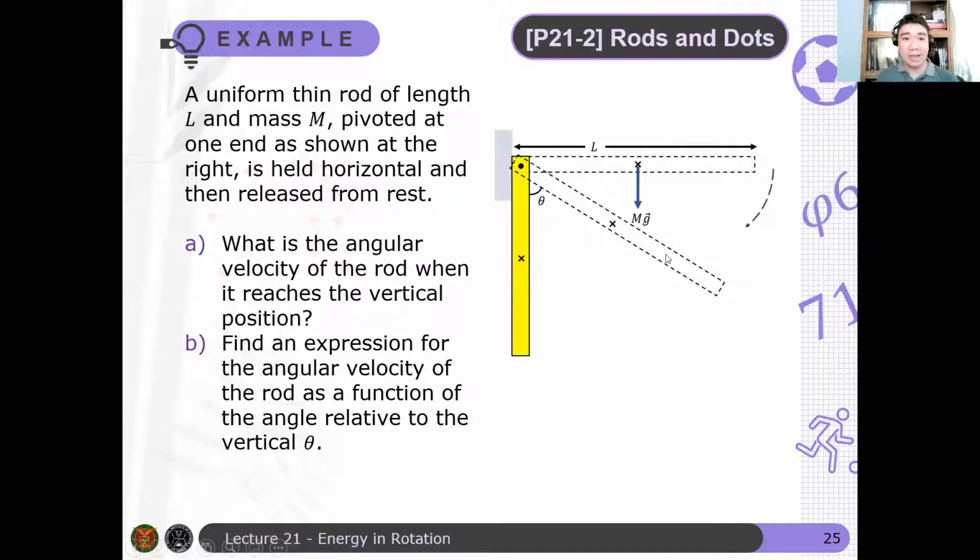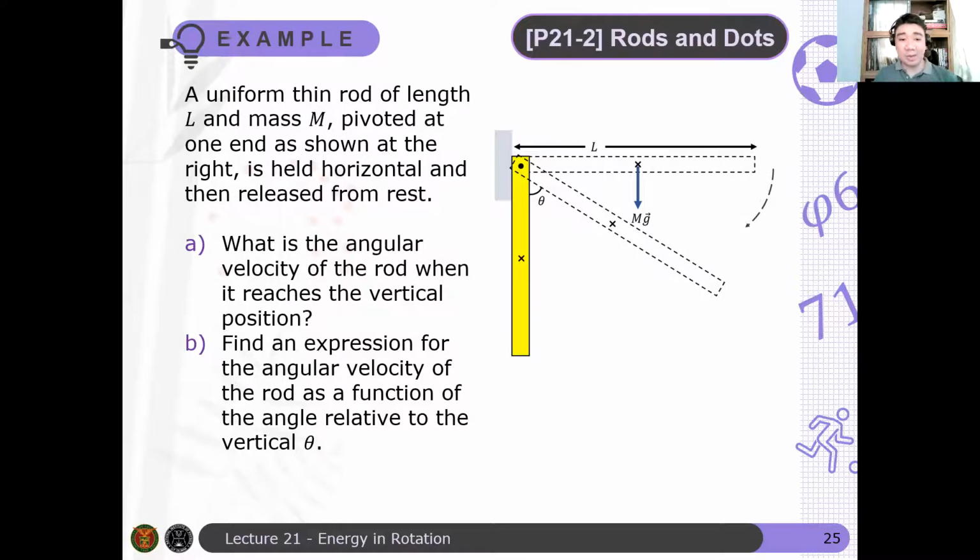Rods and dots. A uniform thin rod of length L and mass M, pivoted at one end, as shown at the right, is held horizontal and then released from it. So meron kang, parang ito, pinababa kang gano'n. Yun lang yung nangyari. So, first, what is the angular velocity of the rod when it reaches the vertical position? Pagbagsak niya, ano yung angular velocity nitong rod na to nang bumagsak siya?